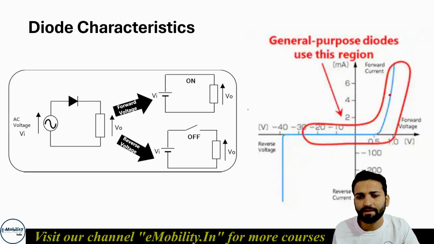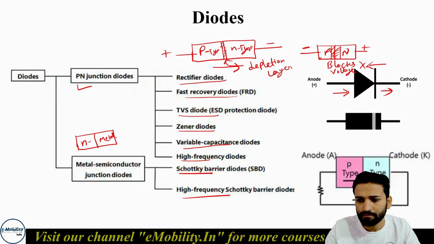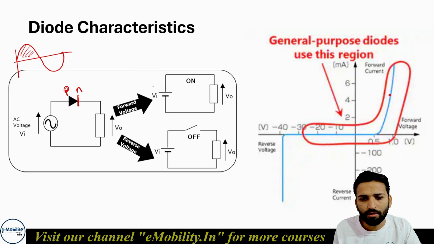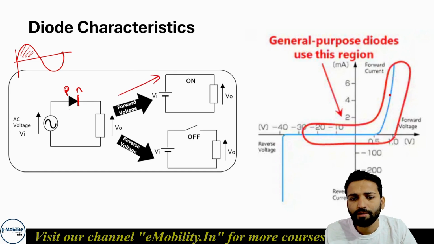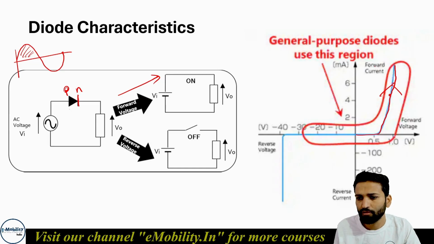So what is the characteristic of a diode? In this, this is p and this is n. This small portion is depicted by n. Whenever this is the AC, it goes positive and negative. For the first cycle, when the voltage is positive, this will be on. It is known as forward bias. Whenever the P is connected to the positive and N is connected to the negative, the diode goes into forward bias mode, and in forward bias mode it conducts. So here it is conducting. This is forward bias.